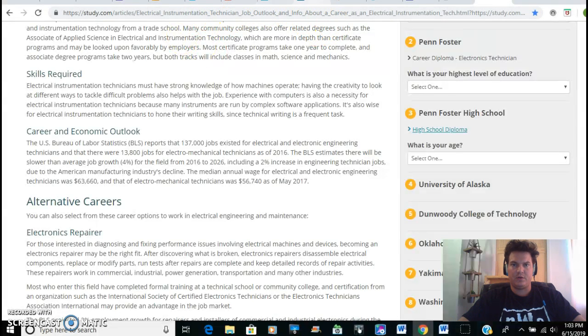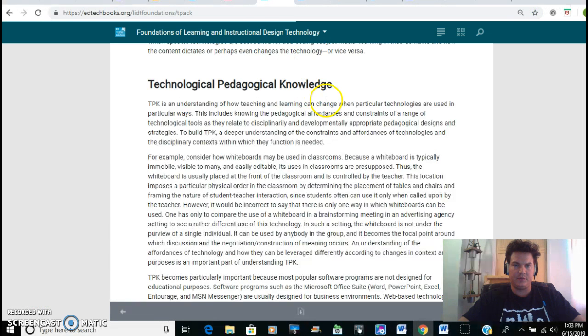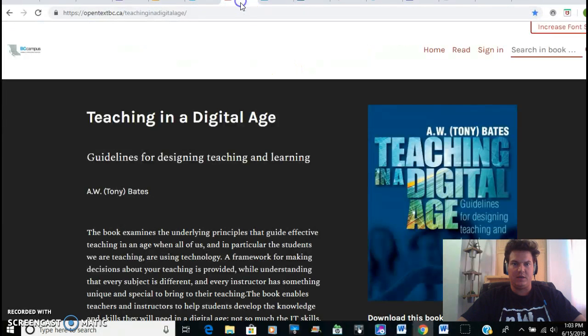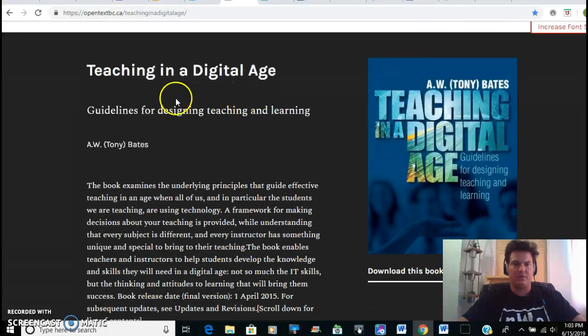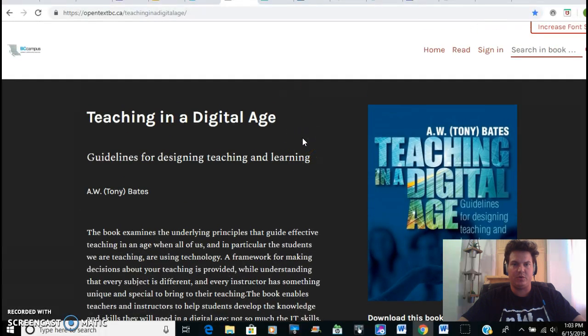A couple of other resources that I found are from another course, Foundations of Learning and Instructional Design. Technological Pedagogical Content Knowledge, or TPK, is an understanding of how teaching and learning can change when particular technologies are used in particular ways. So we're doing a lot of that. And another book that I've been using for another course is Teaching in a Digital Age, and both of them talk about the importance and the benefits as well as the consequences of using digital media.